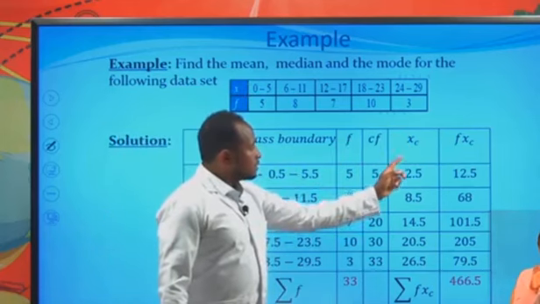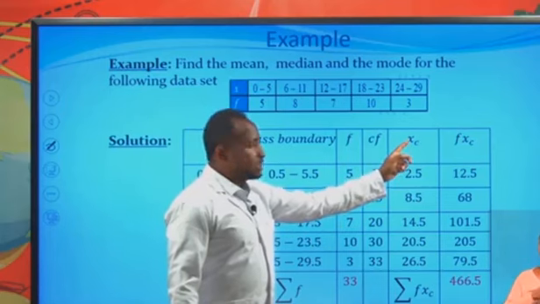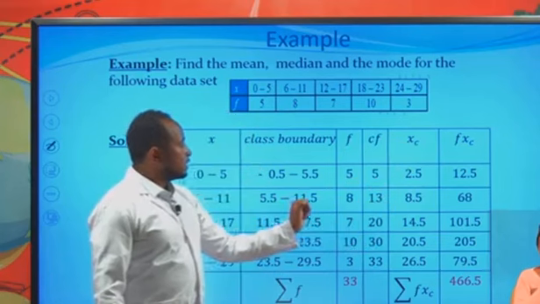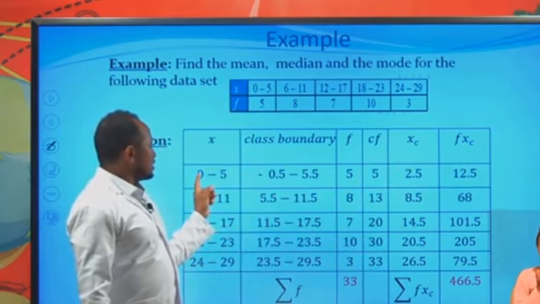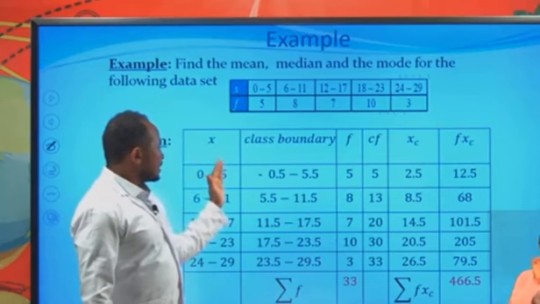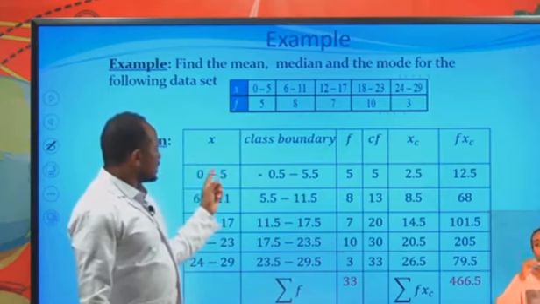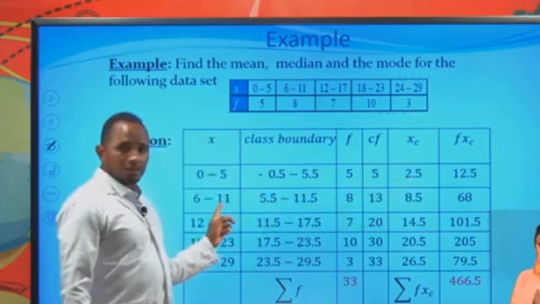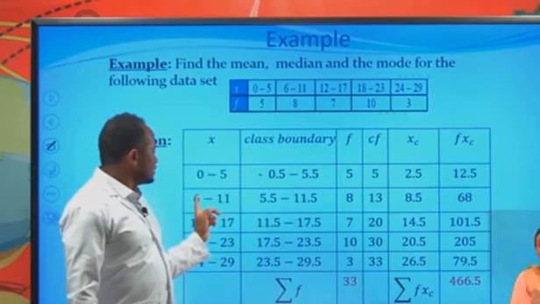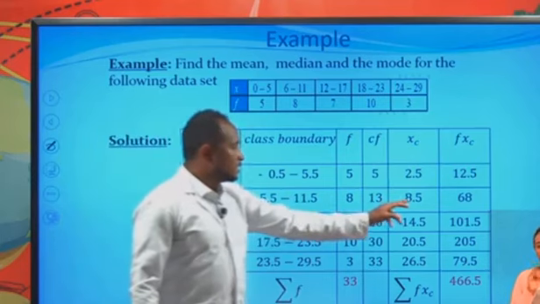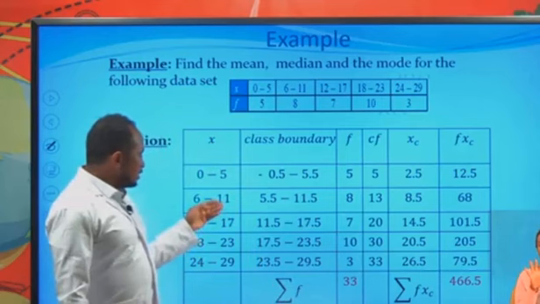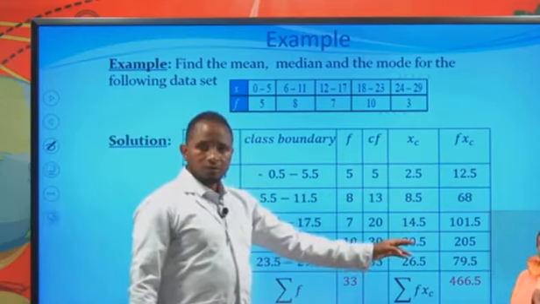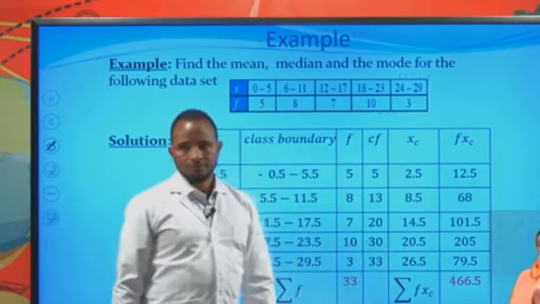XC is the class midpoint of each class. The class midpoint is obtained by adding the lower class limit and the upper class limit and dividing by 2. 0 plus 5 over 2 is 2.5. Similarly, for the second class, the class midpoint will be 6 plus 11 divided by 2, which is 8.5. And you do the rest in a similar way, and you'll have 14.5, 20.5, and 26.5.